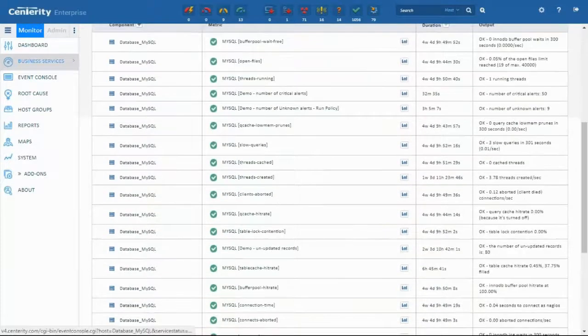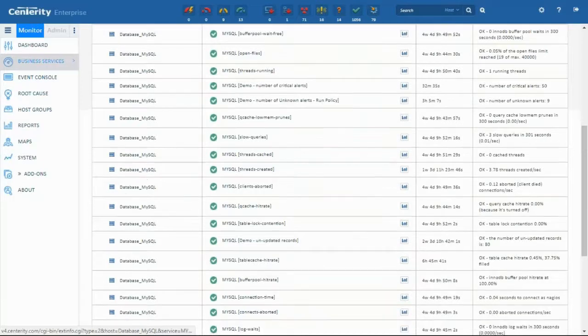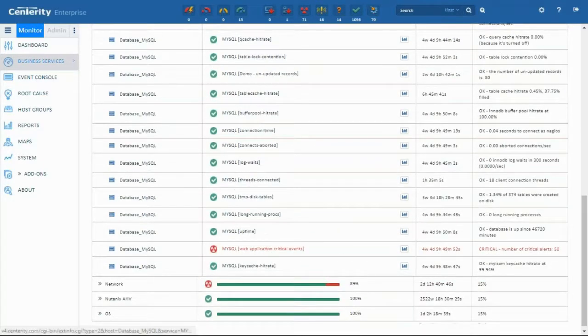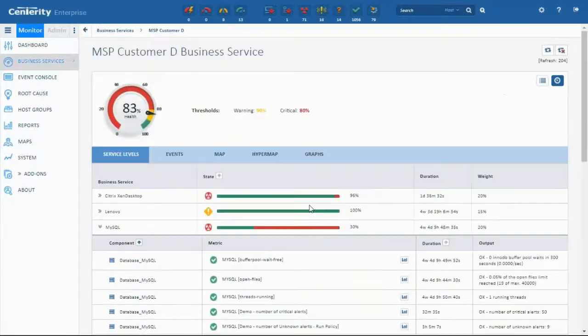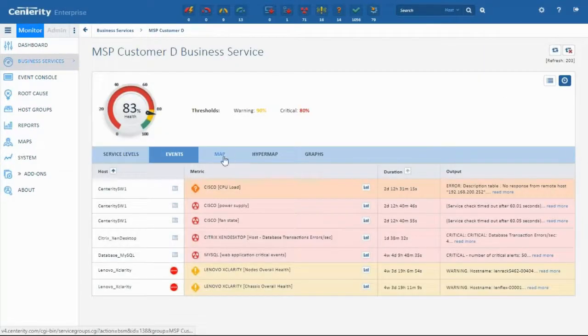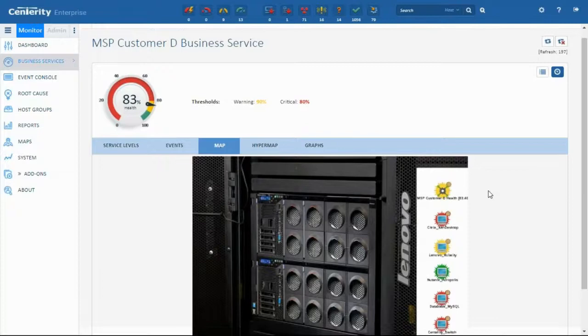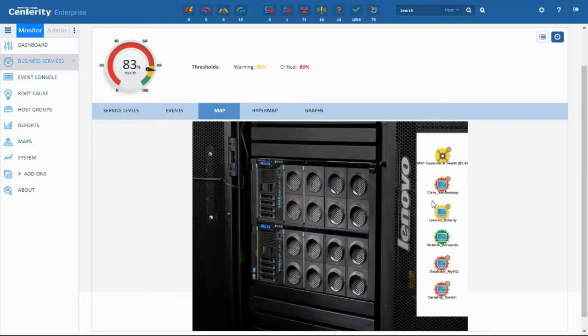So you can get down immediately into that layer. You can see that this one alert is most critically affecting it. So you don't have to chase around. You can just get to that specific alert right away. Now, you can see all of the events that are occurring. You can create these visual maps. Again, this is just another way of visualizing the environment much more intuitively.